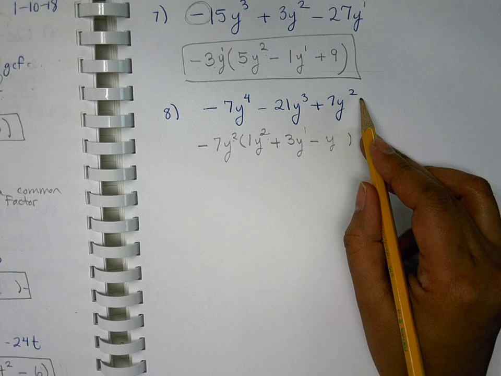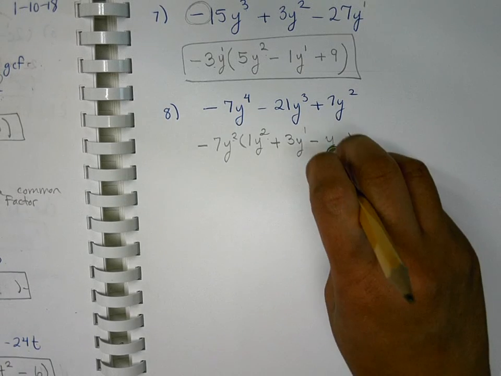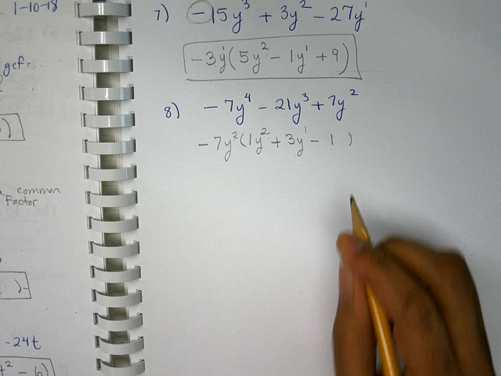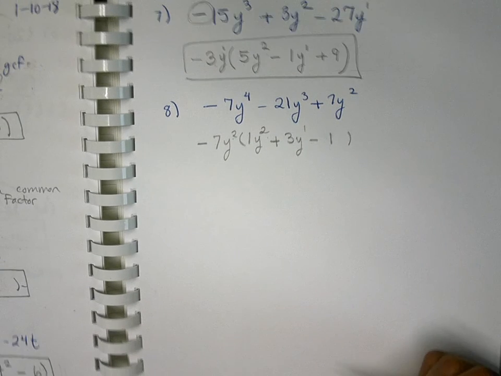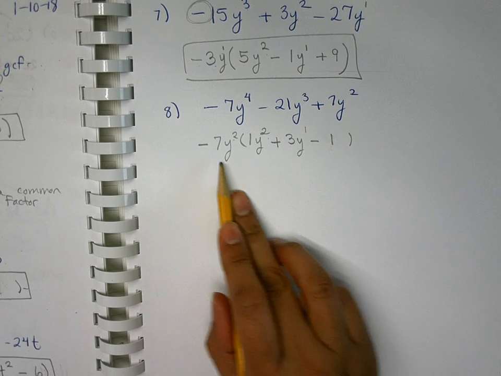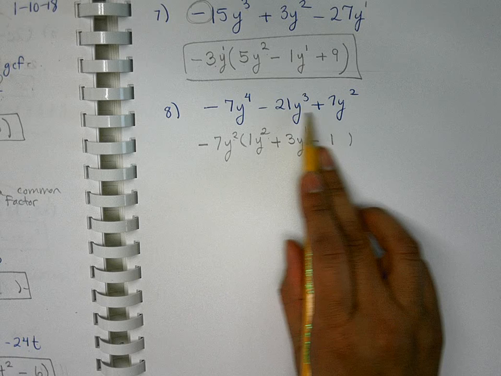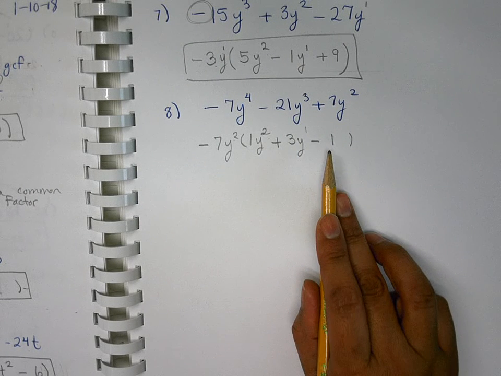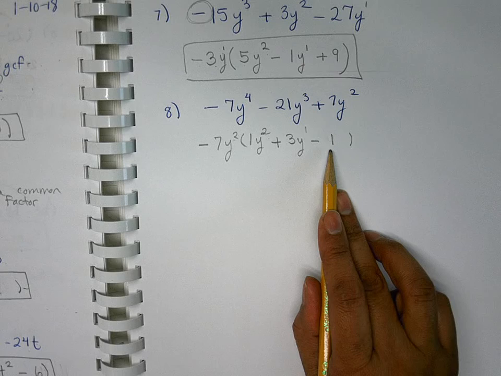Put a 1. Put a 1. And is it okay to have just a 1? Yes, it's necessary. Kids often say, well, there's nothing there because I took it out. It's gone. Remember, if you have 3 terms, you should still have 3 terms. Is this 1 here at the end necessary? Yeah, it is.